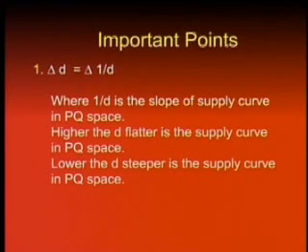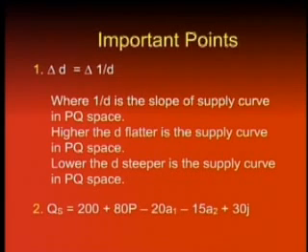What would happen if there was a change in D and not C? A change in D would mean that 1 over D would also change. And note that 1 over D is simply the slope of the supply curve in PQ space. So a higher D means a flatter supply curve in PQ space. A lower D means a steeper supply curve in PQ space.